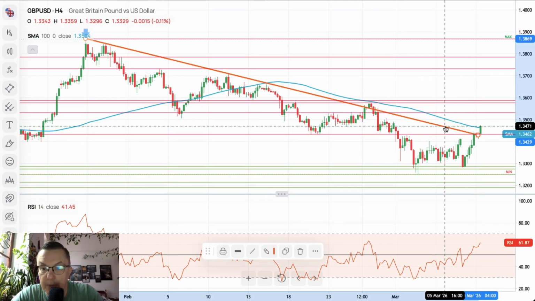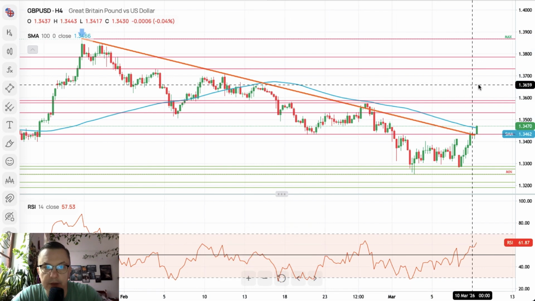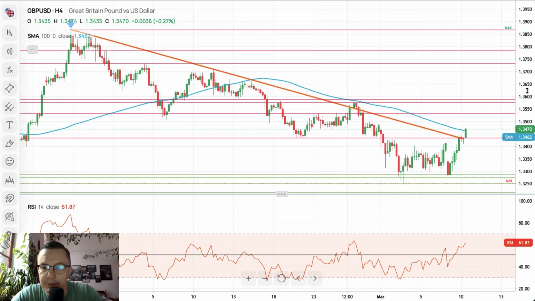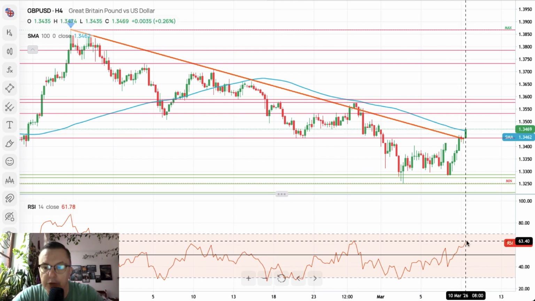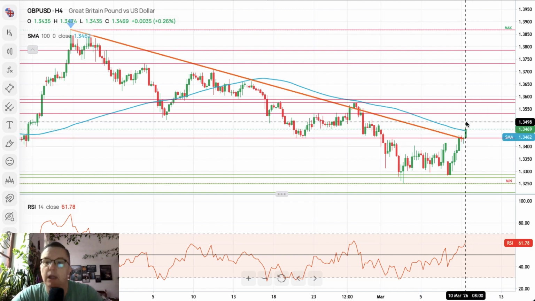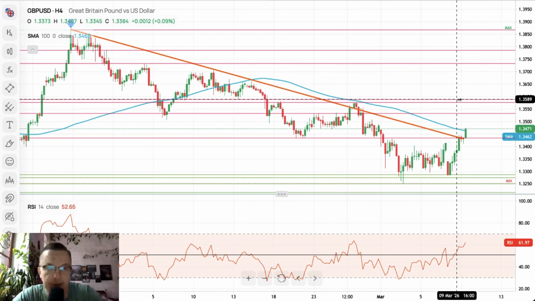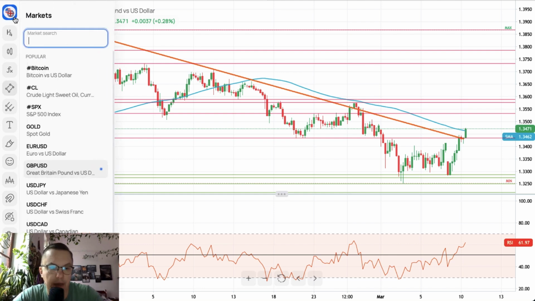Cable broke above the trend line. I don't want to move it, but you can see that we tested the 1.3436, big momentum improvement, 61 points right now. So we are testing the 100 periods moving average, 1.3462, and we are looking for a movement up towards 1.3531. So room to the upside on the momentum, room to the upside on the chart, bullish breakout on cable.